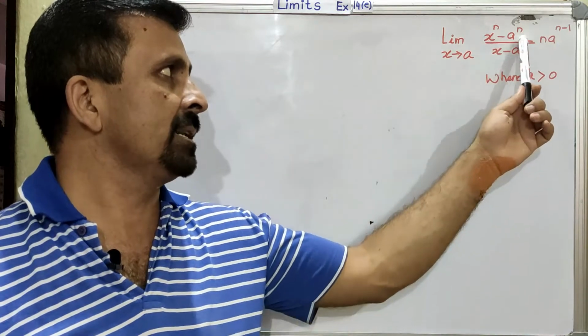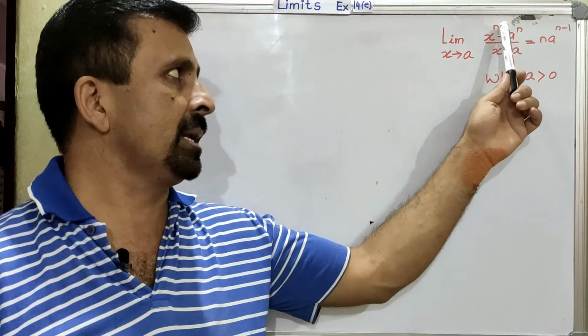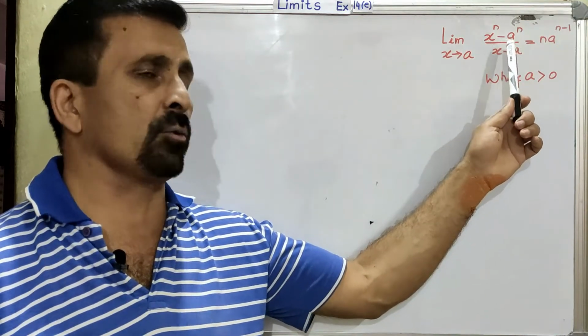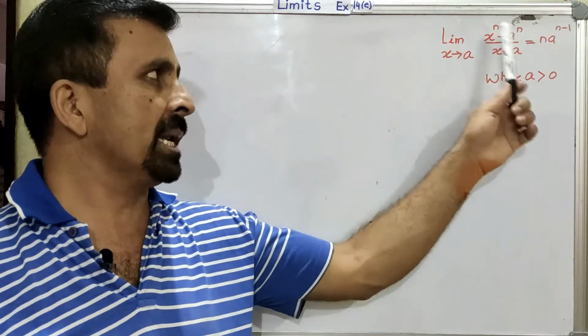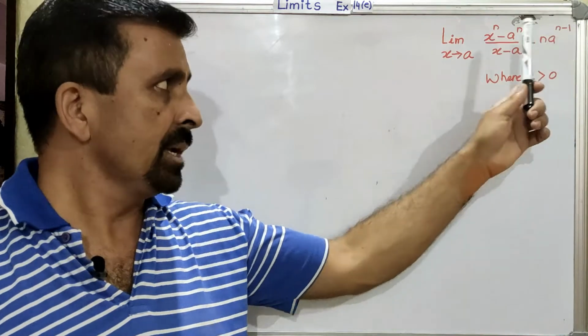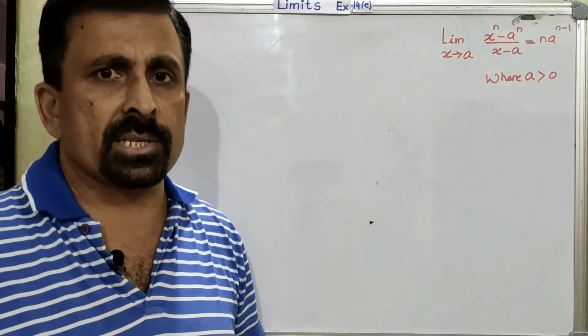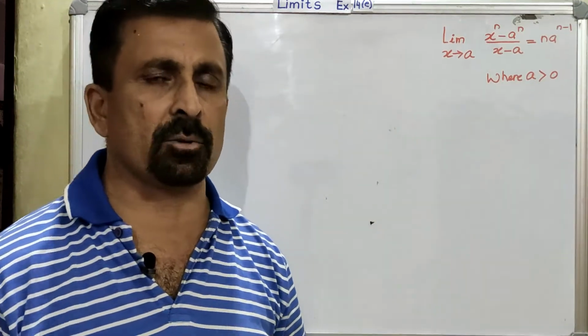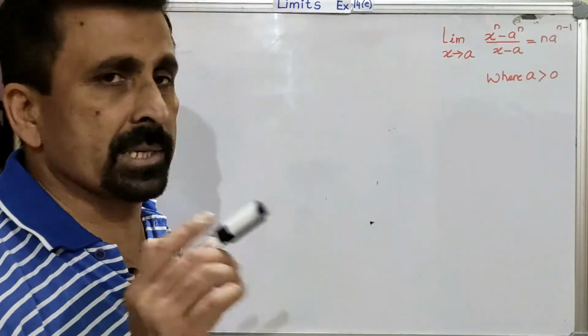So your question will be on this pattern. Can you see this left hand side? If your question is in this format, then your answer will be n a to the power n minus 1. So this exercise is going to be a very interesting exercise. It's a very, very simple question. You just have to remember a few things, okay?